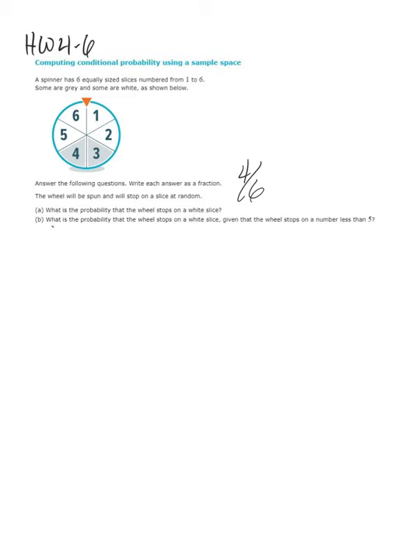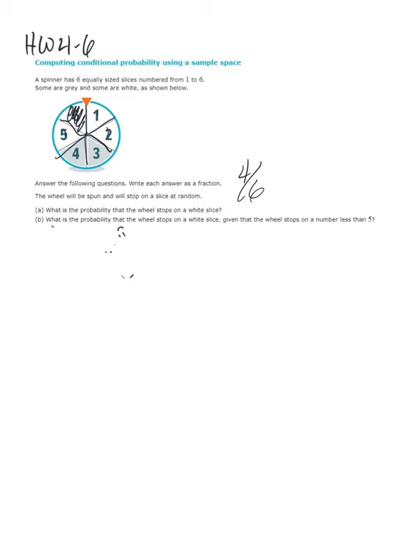Next question, what's the probability the wheel stops on a white slice given that the wheel stops on a number less than 5? Okay, so given that it lands either on this one, this one, this one, this one, or this one, so we're throwing this one out of the mix. There's only 5 things it could land on. What is the probability it lands on a white slice? 1, 2, 3 of those are white. Okay, so you got a 3 out of 5 chance given that the wheel, ooh, sorry, start over, I messed up. Anybody catch me?